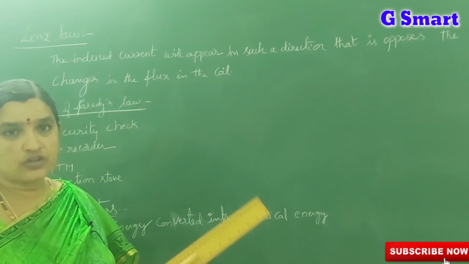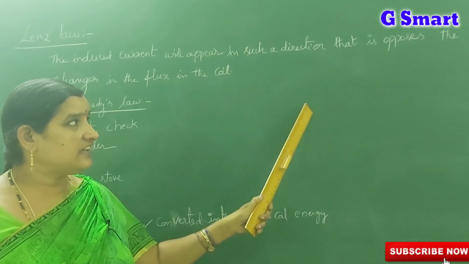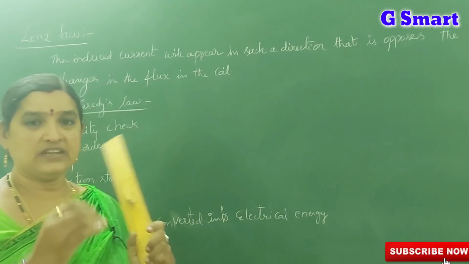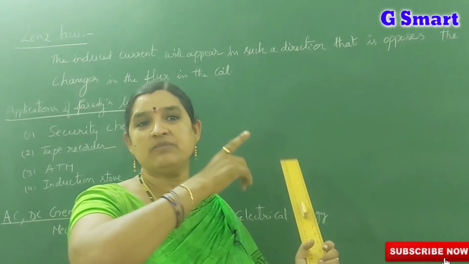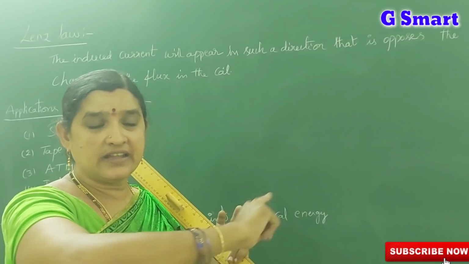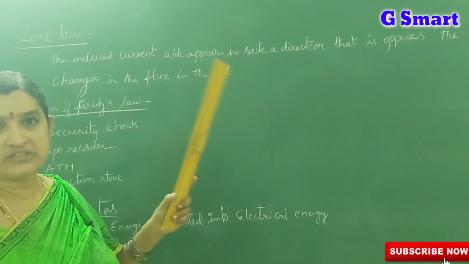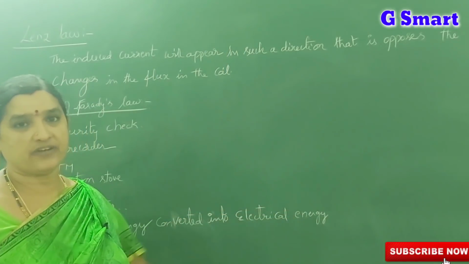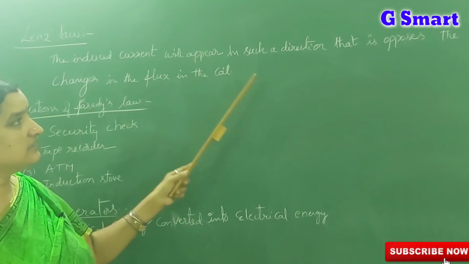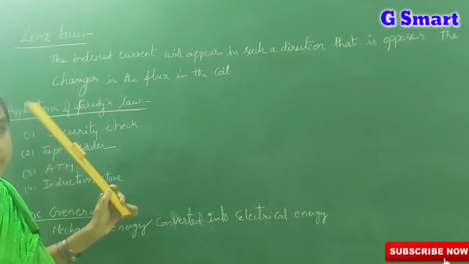Then what is the direction of the current? We can decide the direction of current by using Lenz's law. The induced current will appear in such a direction that it opposes the change in the flux in the coil. If a change occurs in the coil, then induced EMF is generated. The generated current flows in the direction which opposes the change in the flux, which means delta phi.